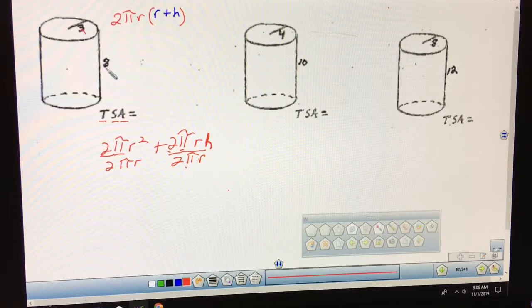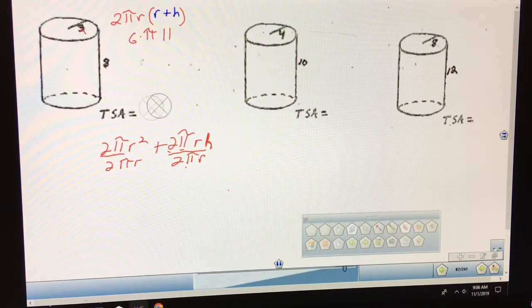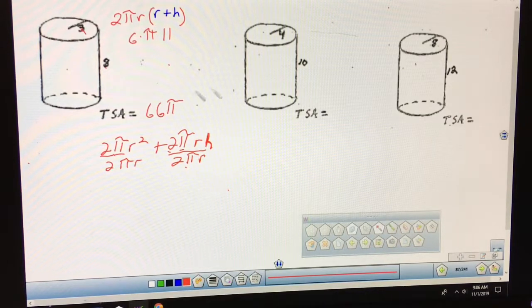Now this can go rapidly if you have this idea. Without a calculator, what's 3 plus 8? Without a calculator, radius is 3, so what's 2 times 3? So that would be 6 times pi times 11. So the total surface area would be 66 pi. Let's write it down again.